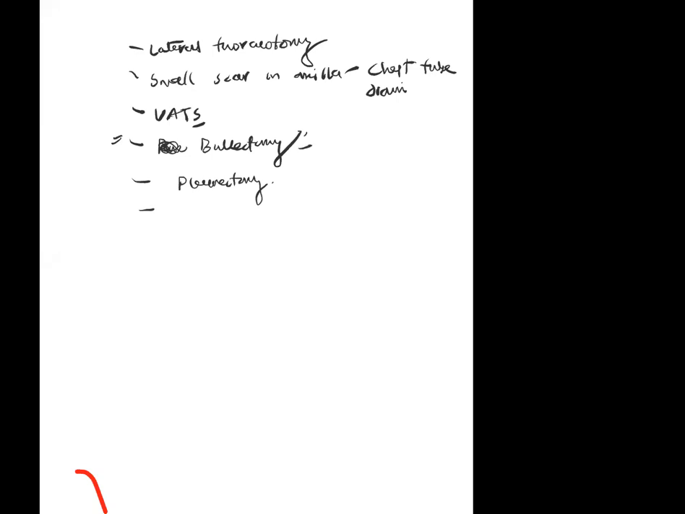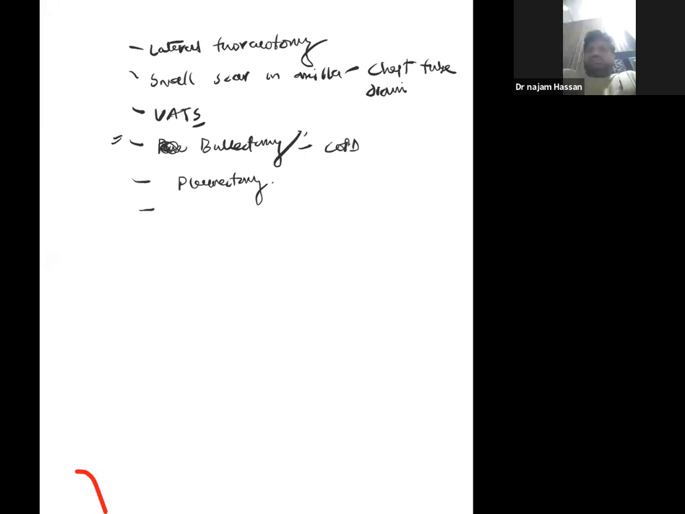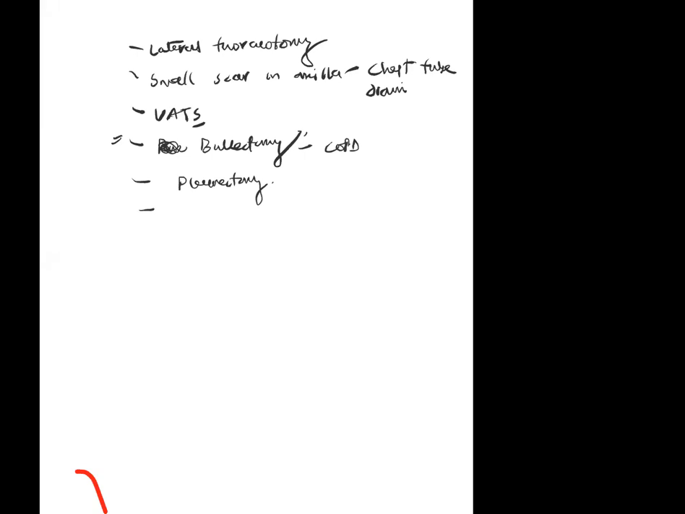Bullectomy in the case of a COPD patient is a lung volume reduction surgery. Another scar is for lung transplantation, which is very rare. It may be unilateral or bilateral. In case of bilateral, you will find a clamshell scar.